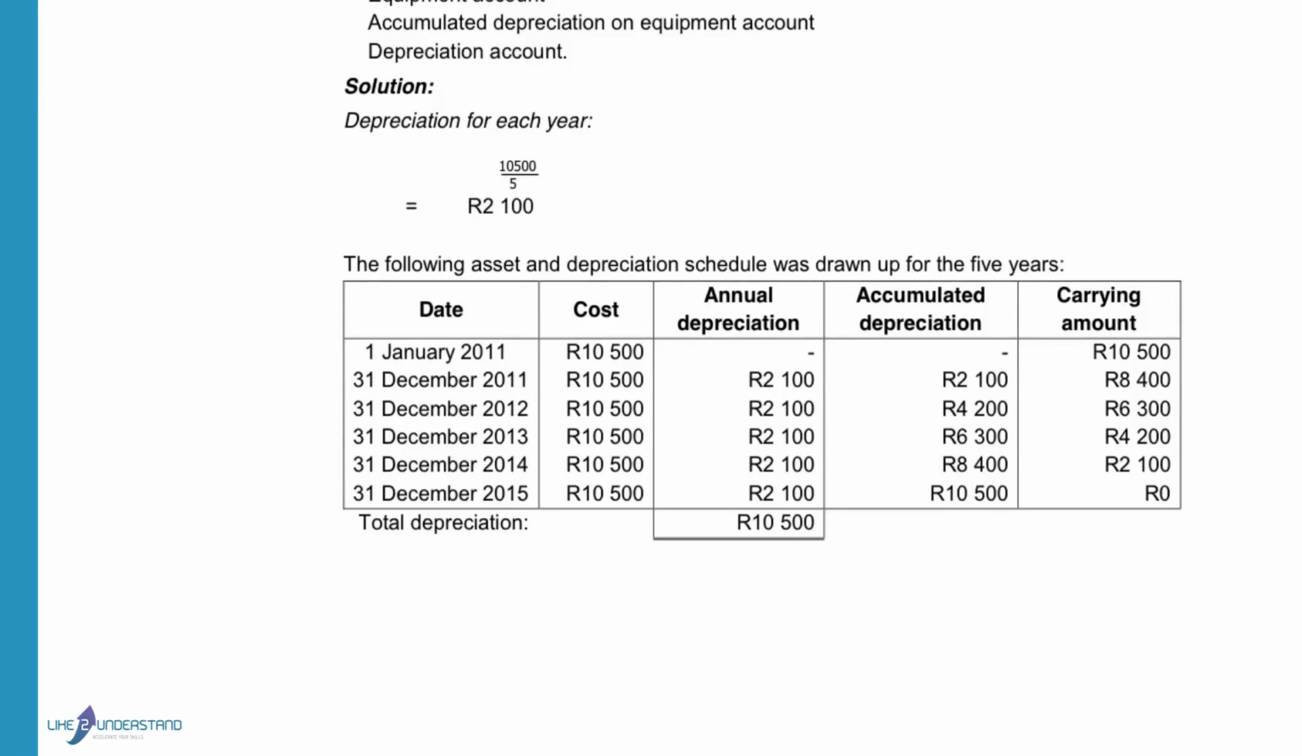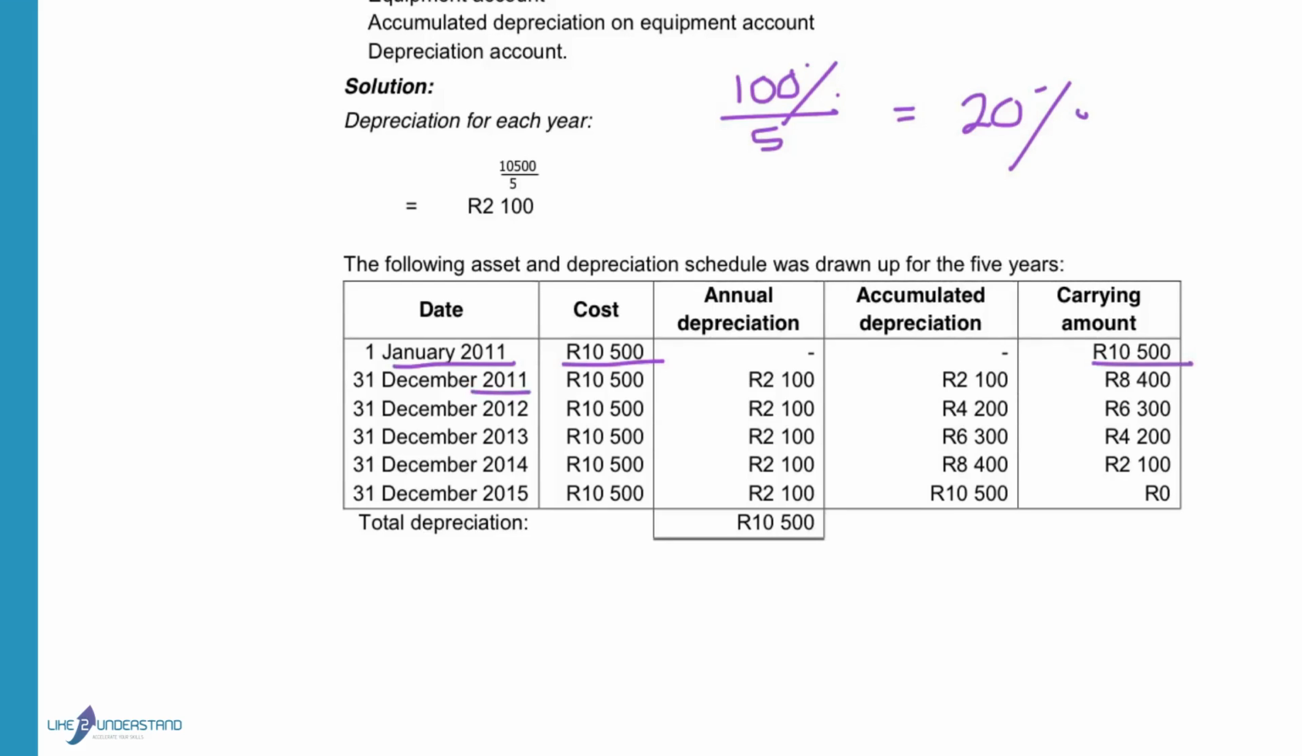Or you can say you want to write off 100% of the value over a period of 5 years. So that means that we will write off 20% each year. With both methods, you will get the same answer. The date that we purchased it was the 1st of January 2011. The cost was $10,500. There is no depreciation at the beginning. So on the first day, the value of the equipment is $10,500.